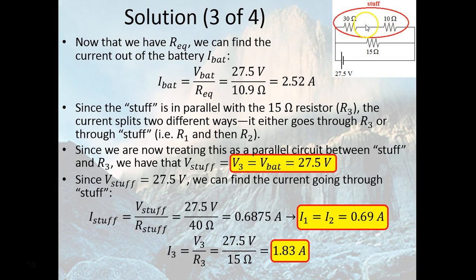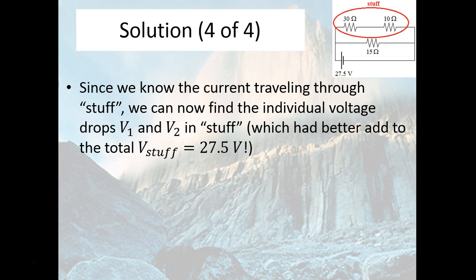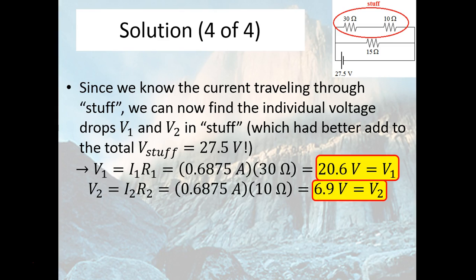So you might be thinking, well, didn't we already calculate that, 27.5 volts? No, we calculated the total voltage drop across stuff, the total drop in height in this waterfall. But there's one drop here across the 30 ohm resistor. There's another drop here across the 10 ohm resistor. So it's like one waterfall, the river levels out, and then there's another waterfall. So that's what we do next. We calculate the voltage drops across each of those two resistors, which I must mention had better add to 27.5 volts. Well, we'll make sure that they do.